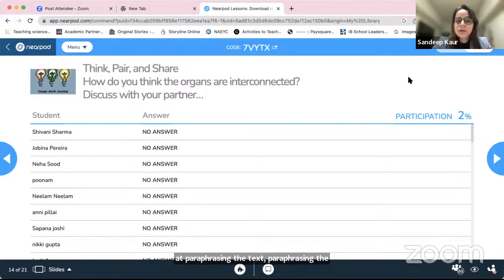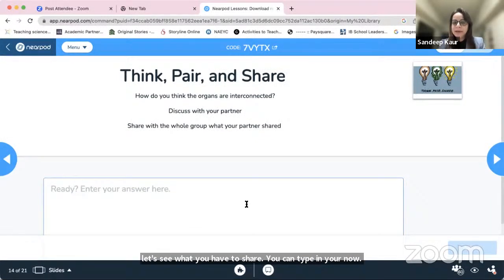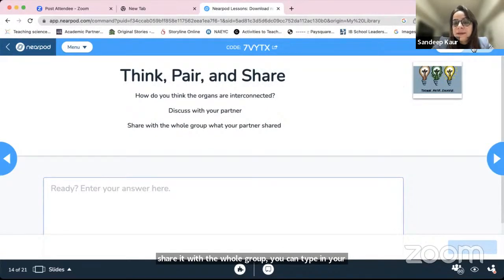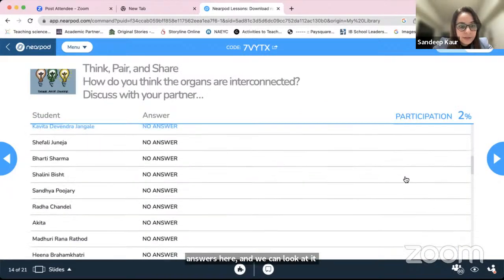So how do you think the organs are interconnected? Looking at what we just read, you can ask the students to participate with their partners. Okay, let's see what you have to share. Now if it would have been in the class, you could have actually asked the students to pair up, sit together and talk, but since this is a virtual platform, you can share it with the whole group. You can type in your answers here and we can look at what everybody has to say.